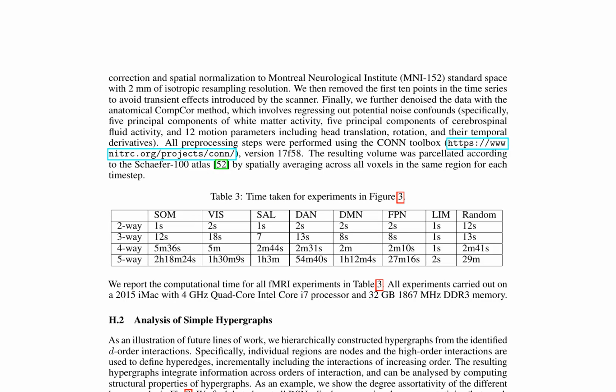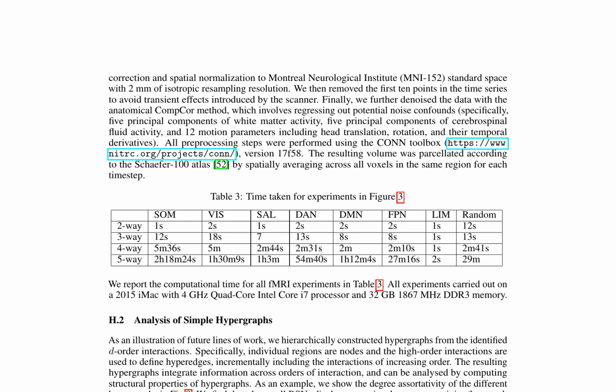In the realm of fMRI data preprocessing, a pivotal step is the removal of noise and spatial normalization to the Montreal Neurological Institute (MNI 152) standard space. This process is followed by denoising using the anatomical CompCor method, after which the data is parcellated according to the Schaefer 100 atlas. The resulting volume is then spatially averaged across all voxels in the same region for each time step. Table 3 illustrates the computational time required for all fMRI experiments, revealing that the time taken increases with the number of ways in the interaction.